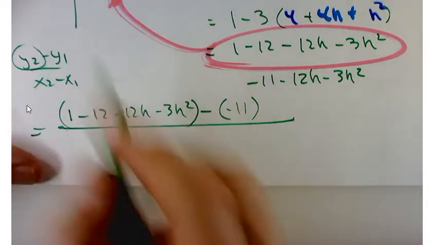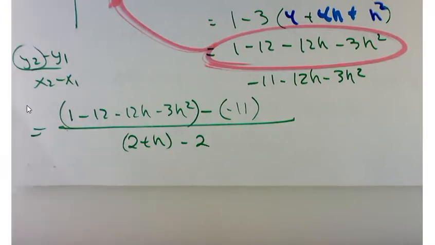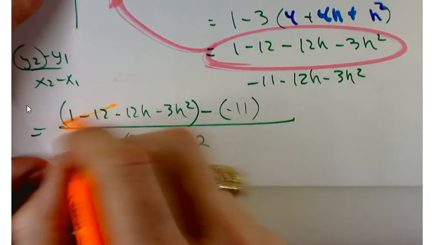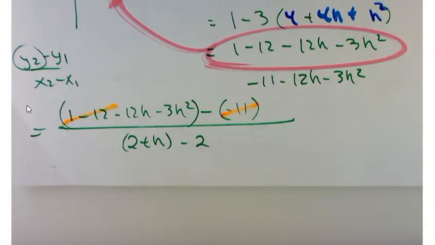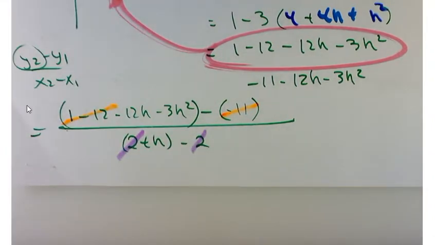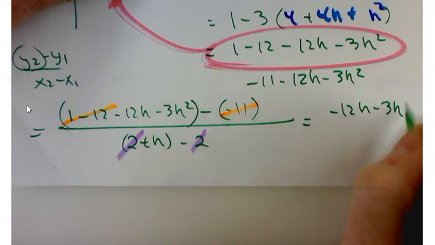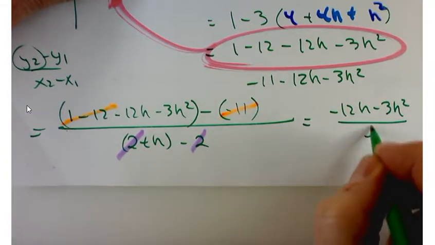Over x2, which is 2 plus h, minus 2. We're going to get some nice cancellation here. That's negative 11, and that cancels out with that. What other cancellation can I do in this one? 2 and 2 cancel in the denominator. So what am I left with? I'm left with minus 12h minus 3h squared over h.